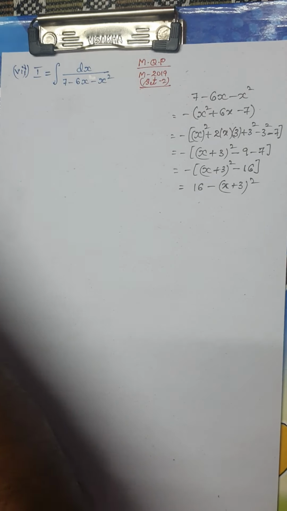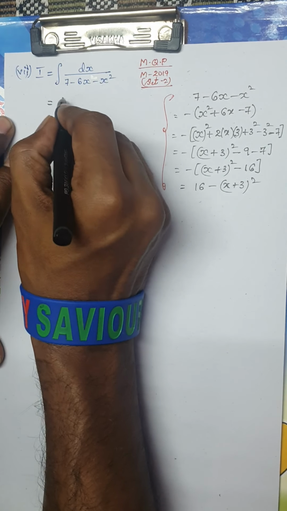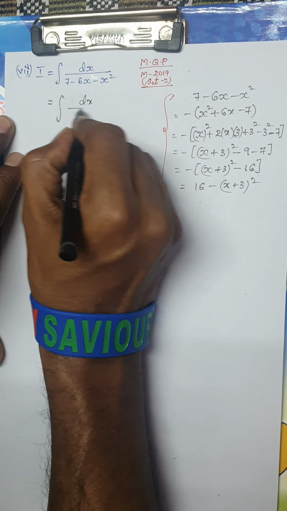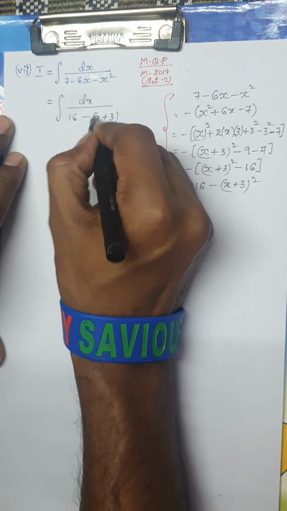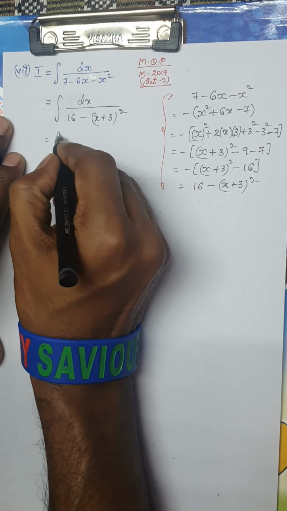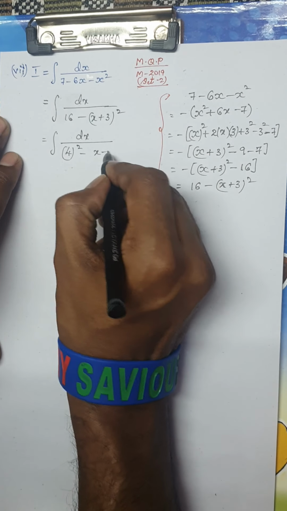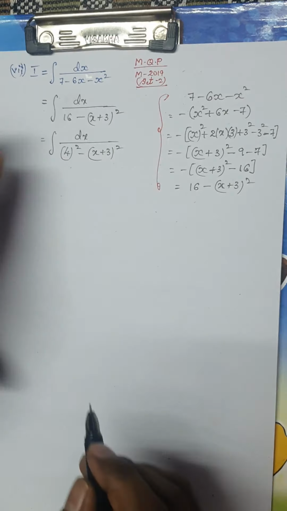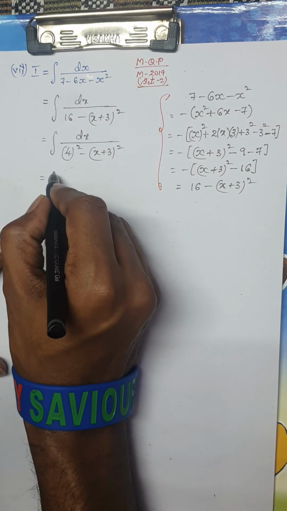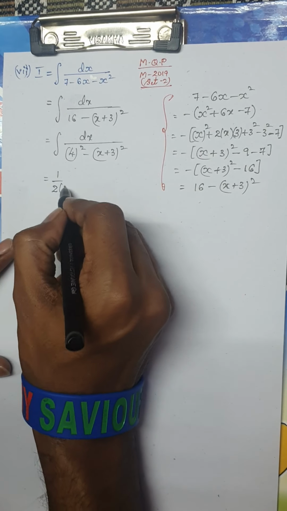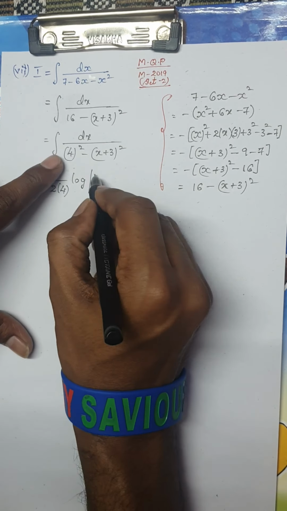Okay, so let me keep this working part aside. The integral becomes the integral of dx divided by 16 minus x plus 3 whole square. This can be further rewritten as dx divided by 4 square minus x plus 3 whole square. What is the proof? We know the proof is 1 divided by 2 times a. What is a here? a is 4. So 1 divided by 2a into log of mod a plus x, a means 4.